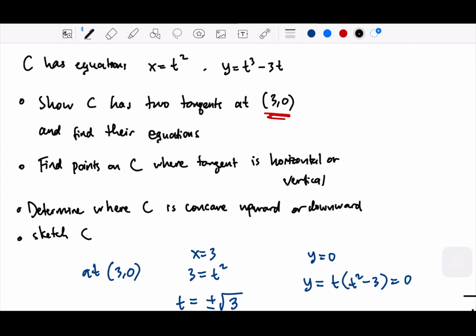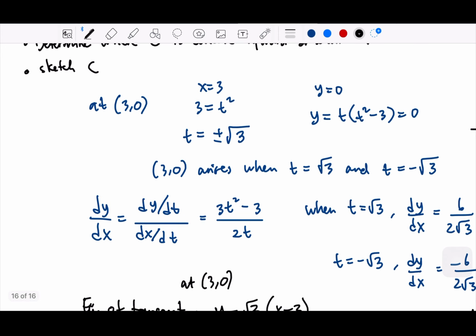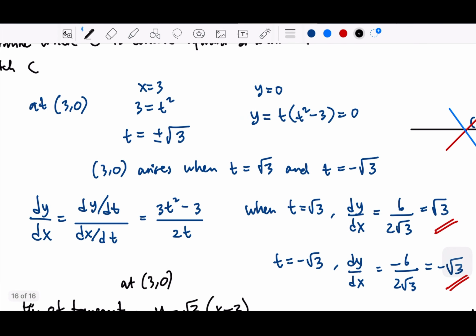To find the tangent line, first we need to establish the relations of this point (3, 0) with all the parametric equations. This is the first parametric, the second parametric is this, and we conclude that this is our t. So we have two values of t. At (3, 0), we have t equals square root of 3, and t equals negative square root of 3.